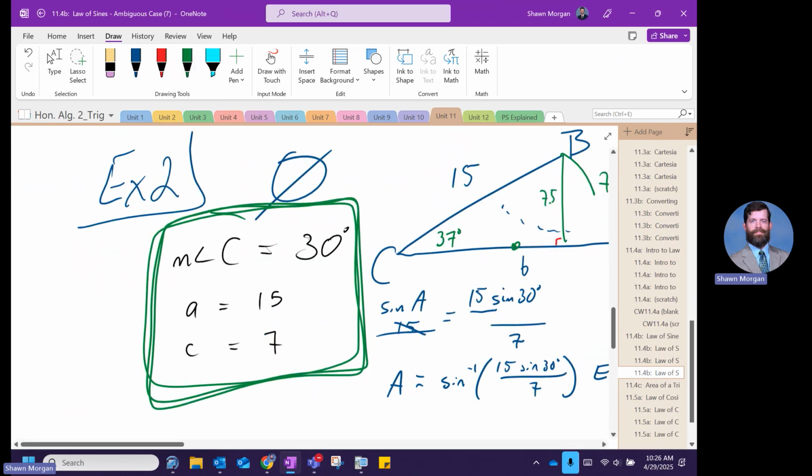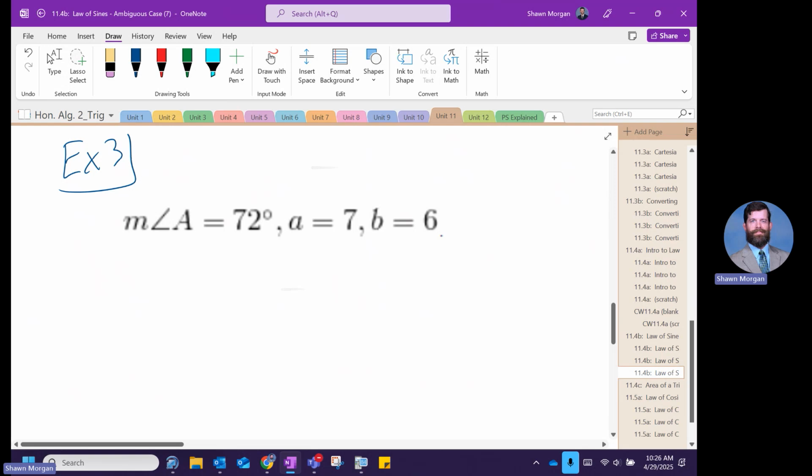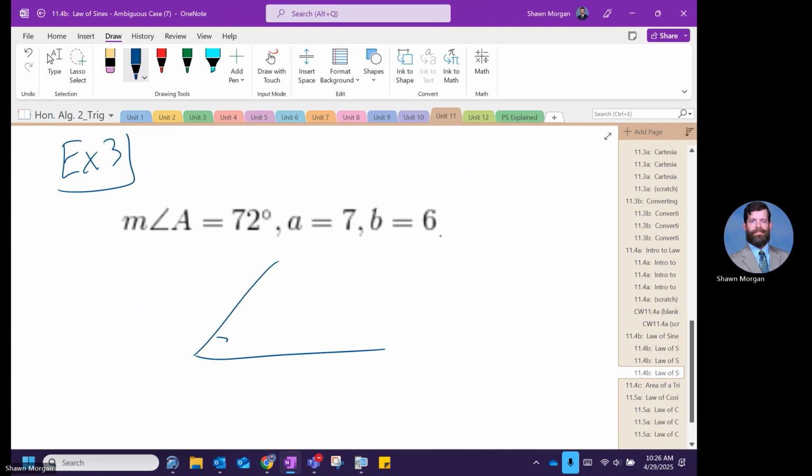All right, next example. This one was easy because it was no solution. Let's see what we think about this one. Again, are you practiced at drawing it out? BJ, where are you going to put that 72 degrees? Good. Bottom left. 72 degrees. Now that's big A.